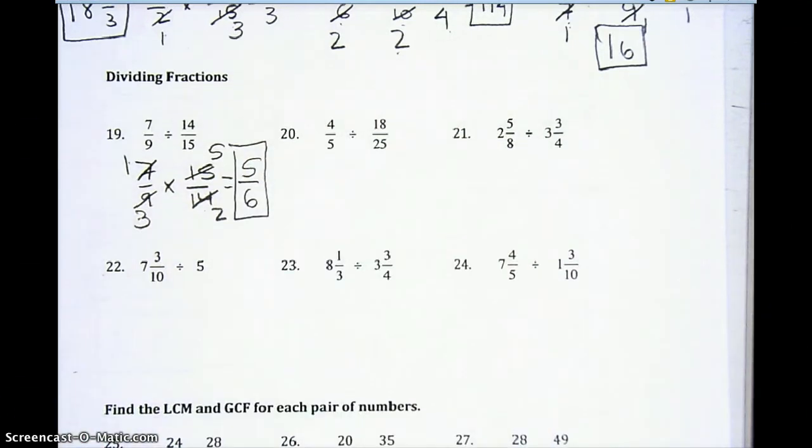The second one is just like the first one. What you have to do is copy, change, and flip it, and then reduce and multiply. So go ahead and try that, pause the recording, try it, and then we'll check it after you try it.